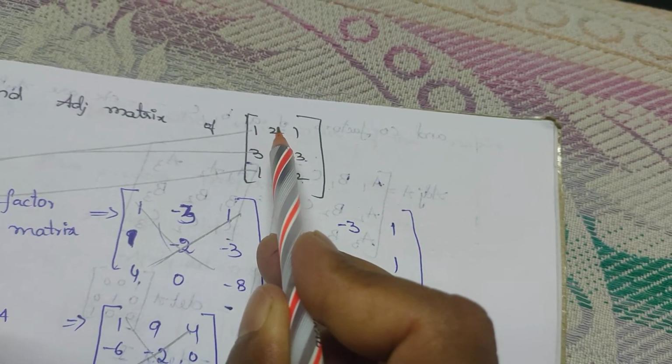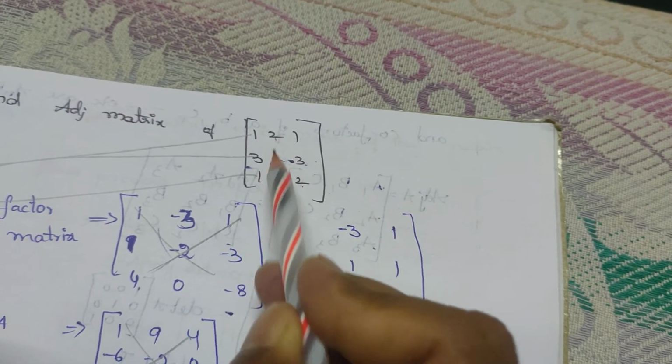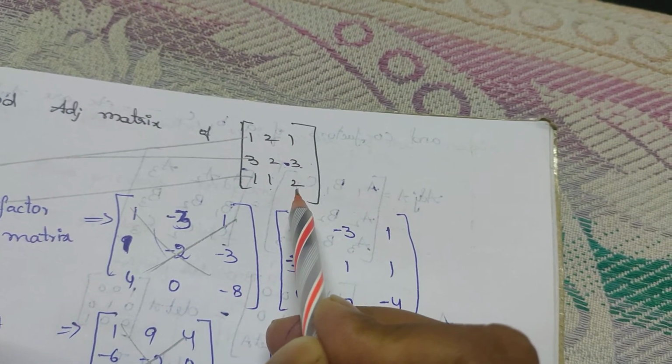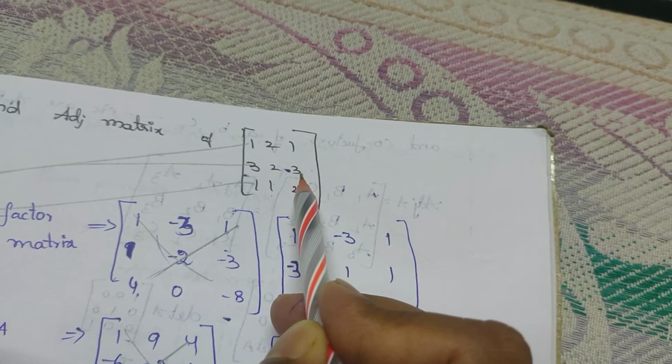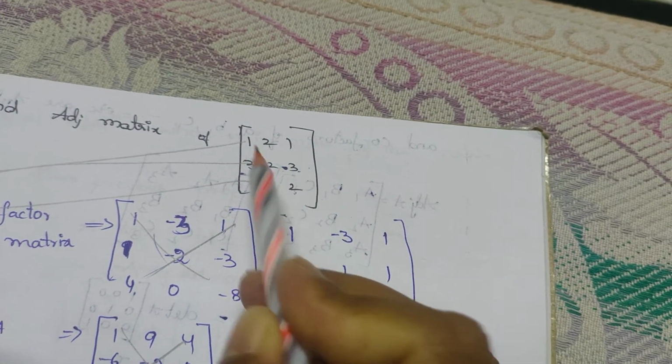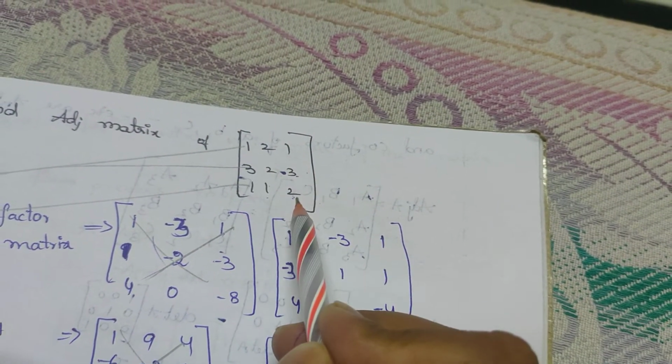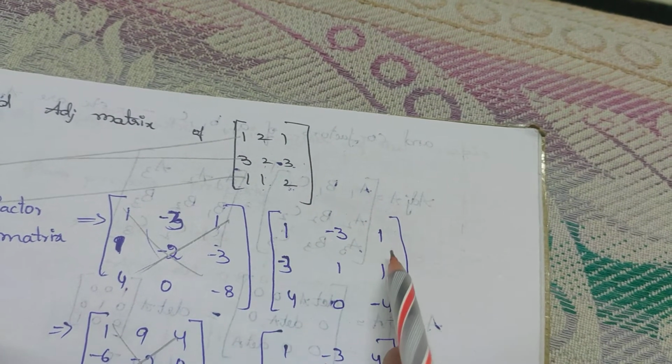Next here you get minus. Minus symbol, minus into the minor: leave the row and column passing through 2. 3 2s are 6. 6 minus 3, that is 3. So minus 3 we get. It is plus 1, leave the row and column passing through 1. 3 1s are 3 minus 2, that is equal to 1.